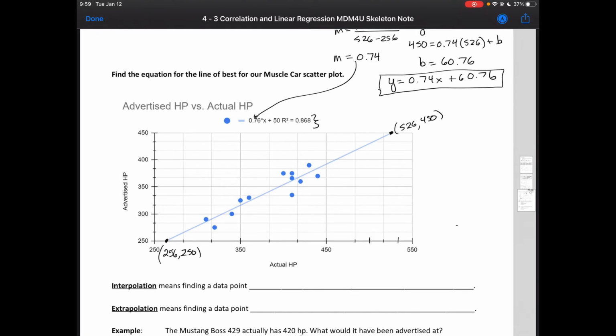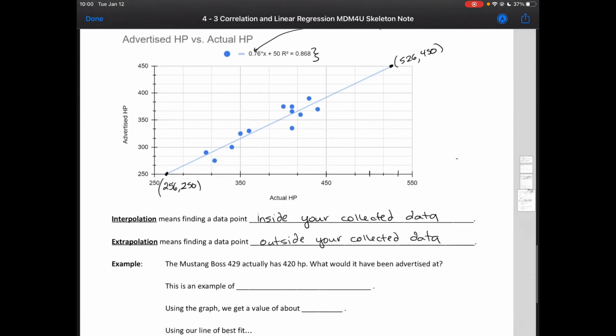The whole reason for generating a line of best fit is to be able to make predictions about your data. There are two types of predictions that we can make. Interpolation means finding a data point inside your collected data, and extrapolation means finding a data point outside your collected data. We're going to do an example of each of those down below.